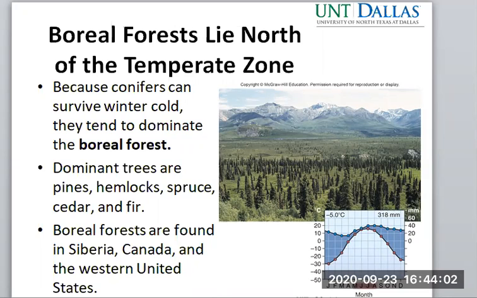Dominant trees you can find in these boreal forests are pines, hemlocks, spruce, cedar, and fir. They are all cone-bearing plants. Some deciduous trees you can also find there, for example, some maples, birch, aspen, or alder. These are deciduous. So this boreal forest is actually a mixture of both coniferous and deciduous trees. These forests are slow growing because of the cold temperatures and short frost-free growing season, but they are still an expensive resource.